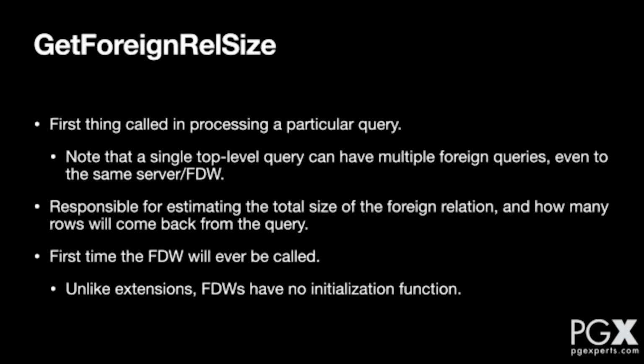Okay. So let's walk through them all and say kind of what they're supposed to do. Get foreign rel size. This is the first thing that's ever called in processing a query, and this may be the first time your foreign data wrapper ever gets called by anything. So if you need to initialize global context of some kind, you generally put it in here, because this is the first. There's no initialization function on a foreign data wrapper, because reasons.